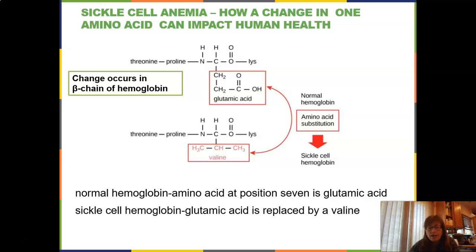So sickle cell actually is not a good condition under most circumstances. We don't want sickle cell. And this is in that beta chain of hemoglobin, knowing that there's an alpha and a beta lineup of these amino acids, and this is the beta one.